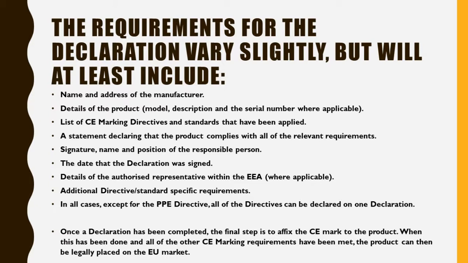name and address of the manufacturer, details of the product model, description, and the serial number where applicable, list of CE marking directives and standards that have been applied, a statement declaring that the product complies with all of the relevant requirements, signature, name, and position of the responsible person, the date that the declaration was signed, details of the authorized representative within the EU where applicable, additional directive/standard-specific requirements. In all cases, except for one directive, all of the directives can be declared on one declaration.